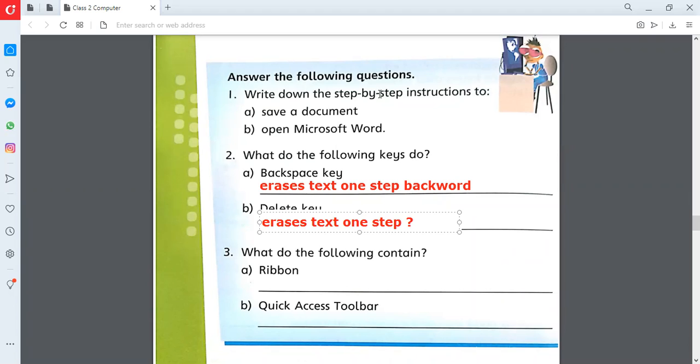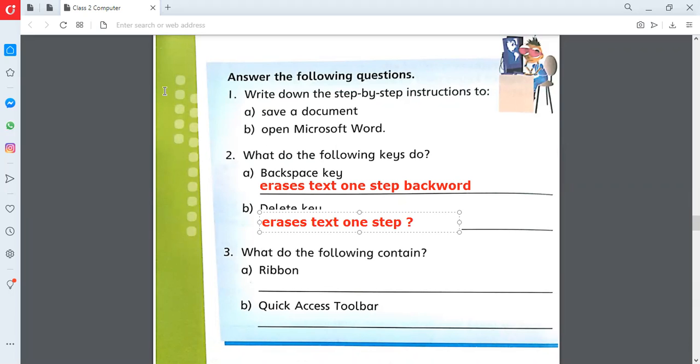But can you tell me, any one of you, what the delete key does? Backspace key erases text one step backward. Okay, so Sheriff gave the answer. That's good, Sheriff. The answer is exactly correct. Okay, I'm giving you a hint. You can send the answer in the chat if you want to. Only Sheriff gave the answer. You can find the word which is opposite to backward, the answer for the delete key.